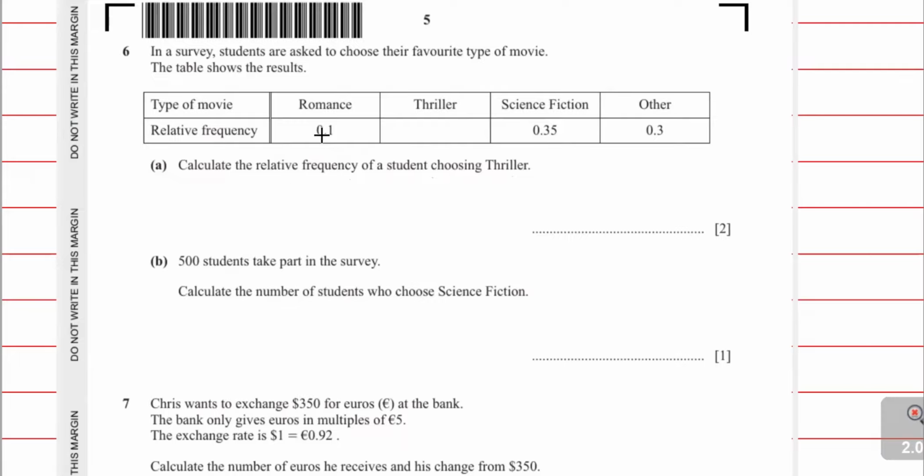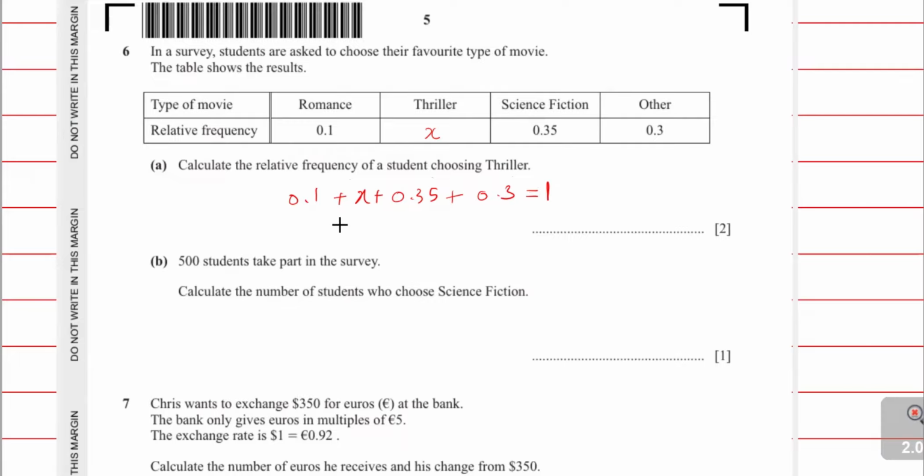Look here, here are the relative frequencies. Here are 0.1, 0.35, and 0.3. And the relative frequency of thriller is not given. We suppose that this is X, and we write this is X. And when we add all these relative frequencies, the sum of relative frequencies equals 1.